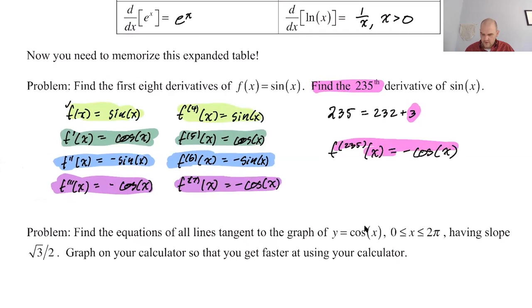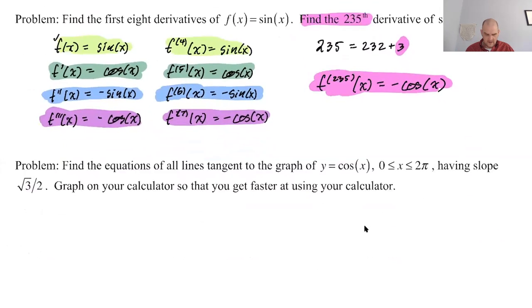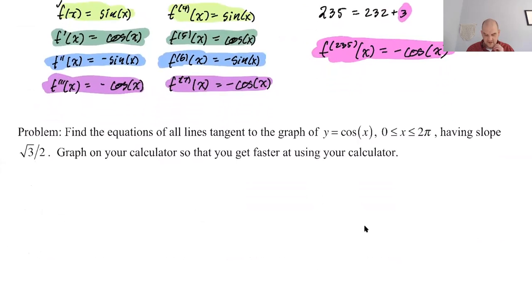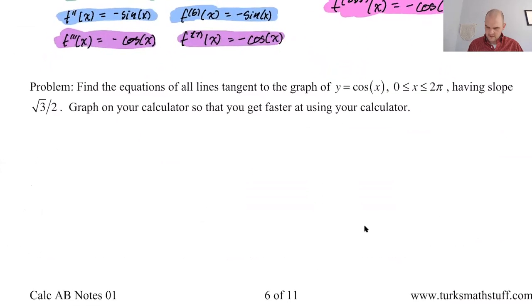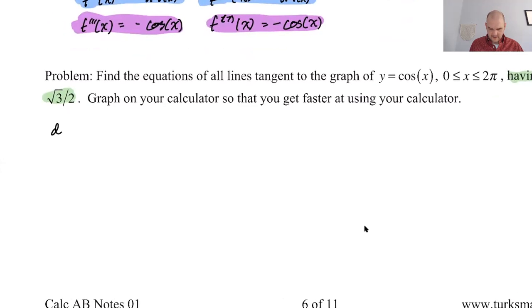Then I'm going to check that on the calculator, but first I'm going to do the next problem. And when I'm done with that, we'll go to the calculator because the next problem says to graph something. Find the equations of all lines tangent to the graph of cosine between 0 and 2 pi having a slope of radical 3 over 2. All right, I mean, we can do this. So the slope has to be radical 3 over 2, which means I need the derivative of cosine to be equal to radical 3 over 2. So dy dx, the derivative of cosine is negative sine, which I memorized.